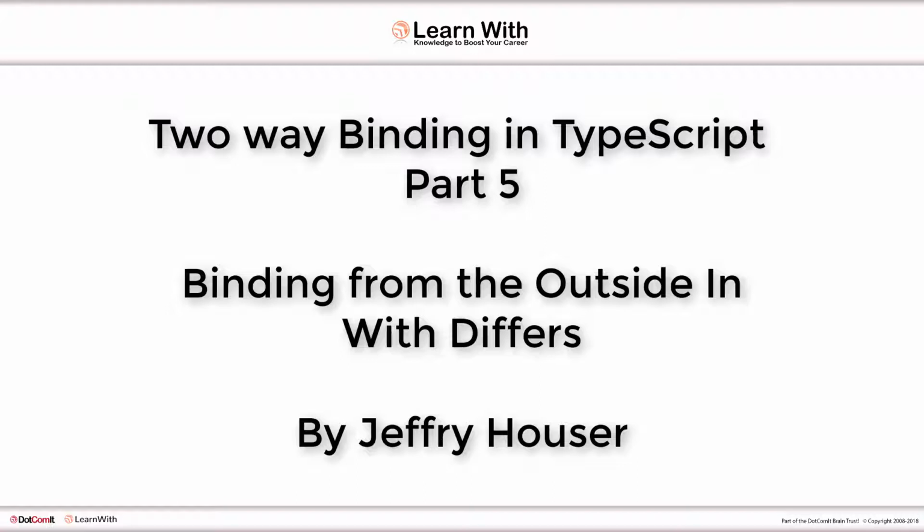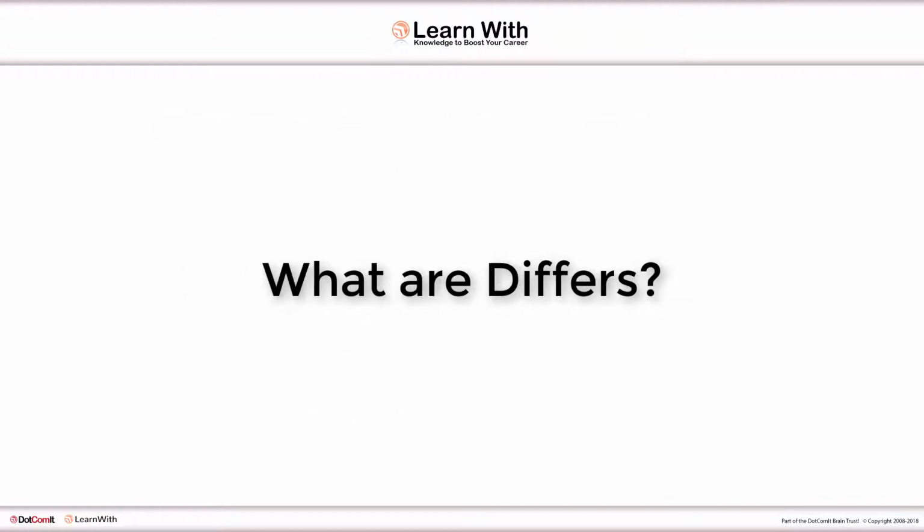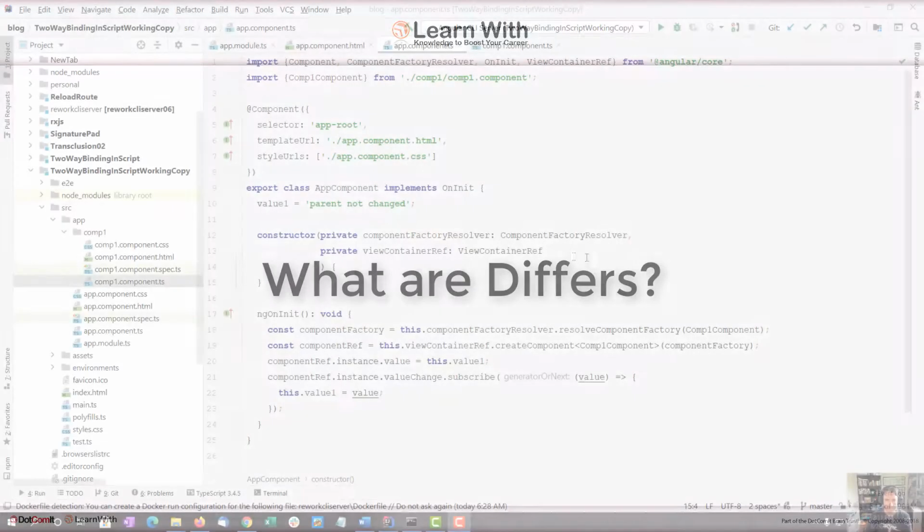In this episode, we're going to worry about binding values from the parent down into the child. I have a few different ways to do it. This one, we'll take a look at using differs to make that happen. If you don't know, differs are libraries provided as part of the Angular framework that allow us to keep track of changes. There are two types of differs: key value differs, which is what we're going to use here, and an iterable differ, I believe, which is used to keep track of array changes.